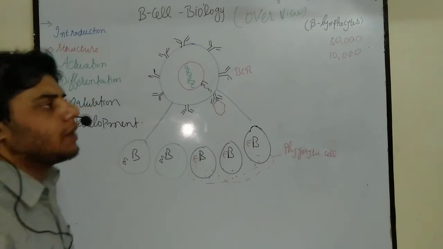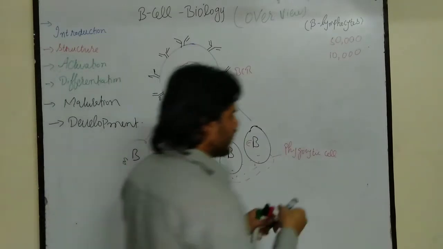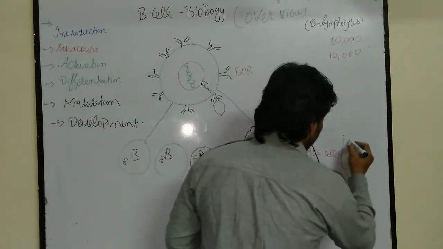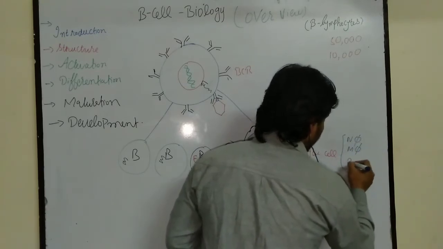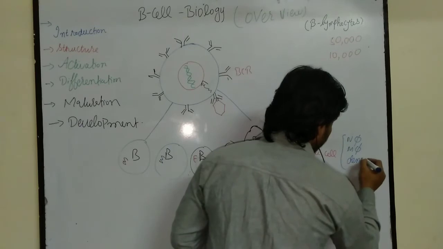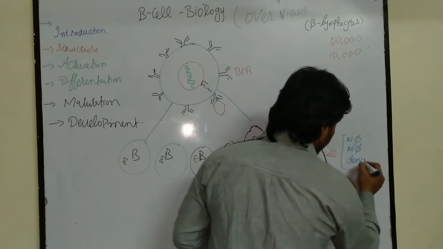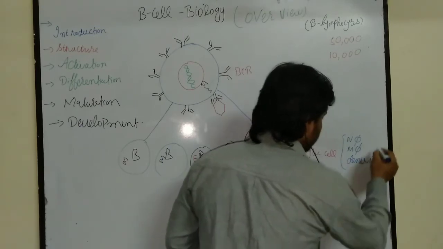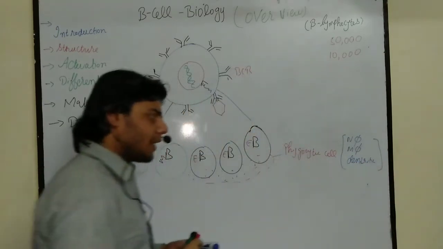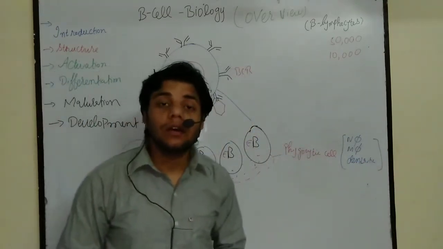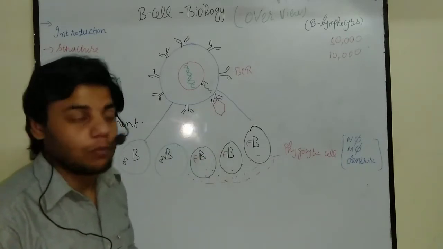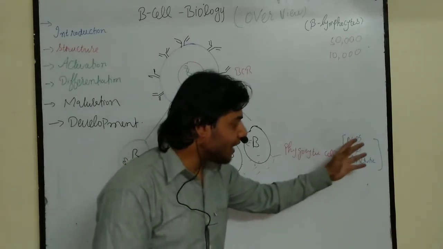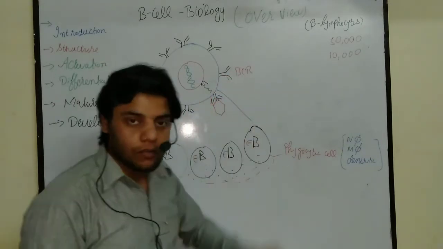Among phagocytic cells we have neutrophils, we have macrophages, and we have dendritic cells. What can each cell do? Each cell will engulf the microbes or the pathogens which can cause damage inside the body. So once each cell is activated, they will engulf it.